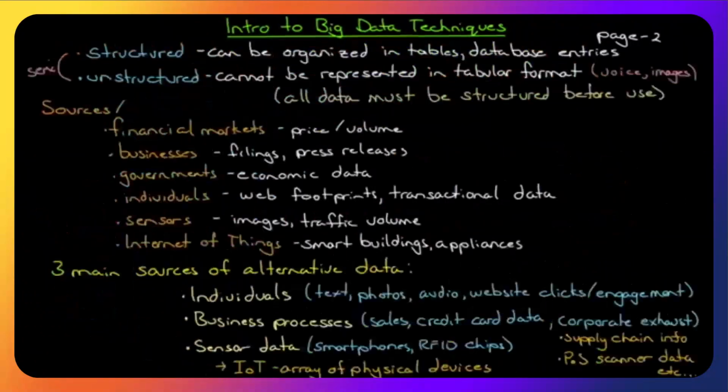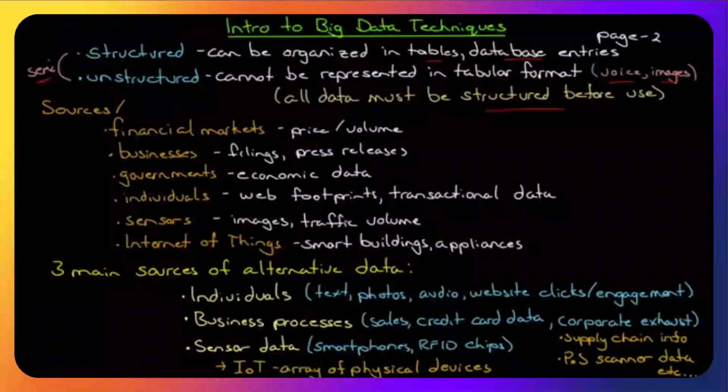Okay, data can be structured, unstructured, or semi-structured. By structured data, we mean that it can be organized in tables and database entries. Unstructured cannot be represented in tabular format. Think about voice and images. However, here's the deal. To do any kind of work on unstructured data, you have to find a way to give it structure. So all data must be structured before use.